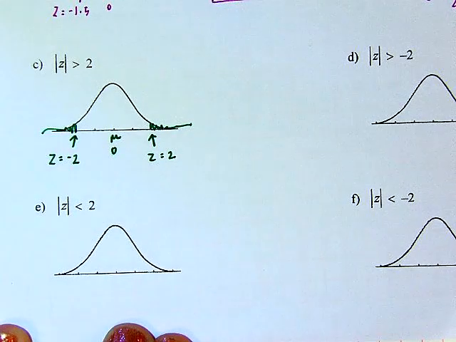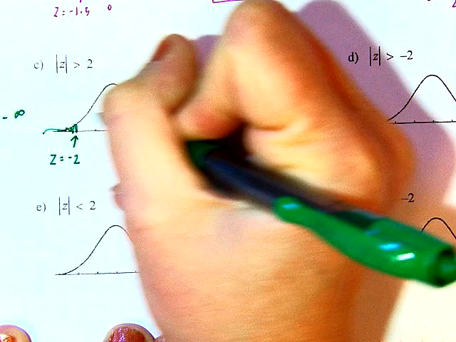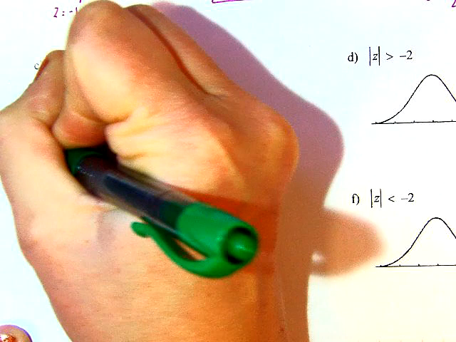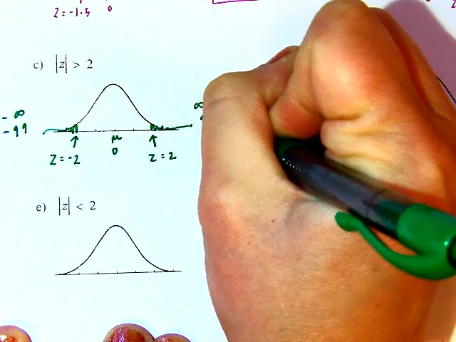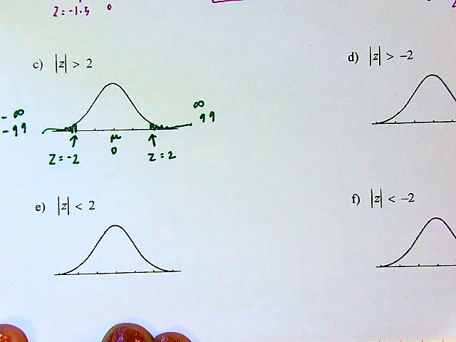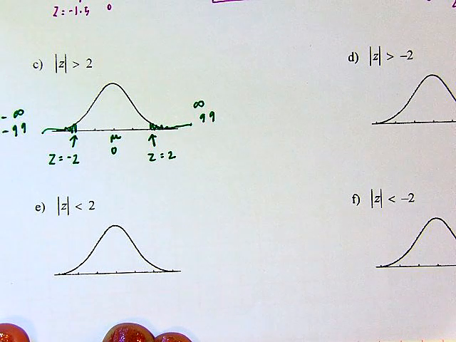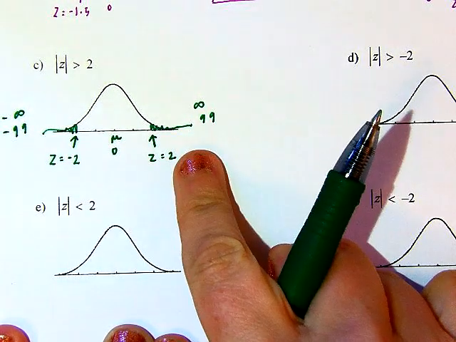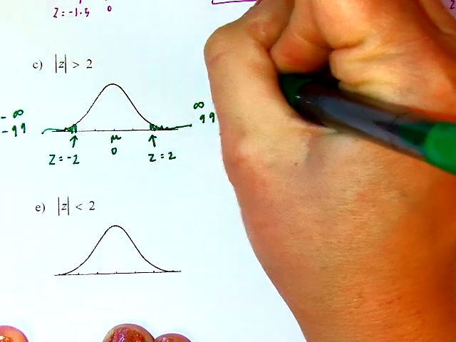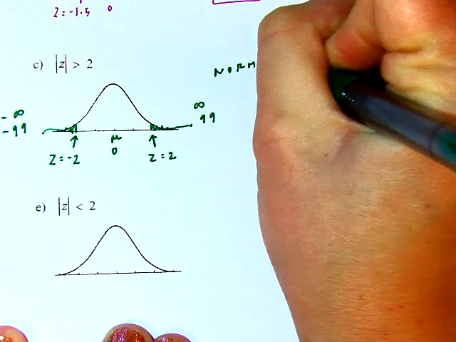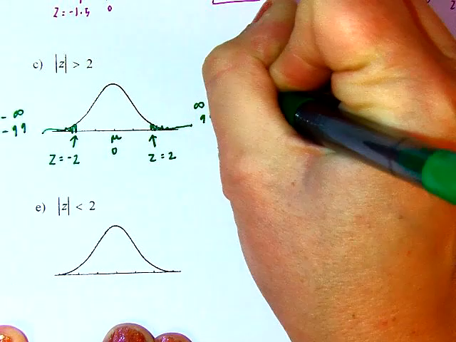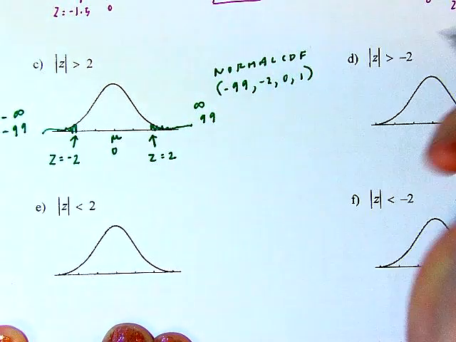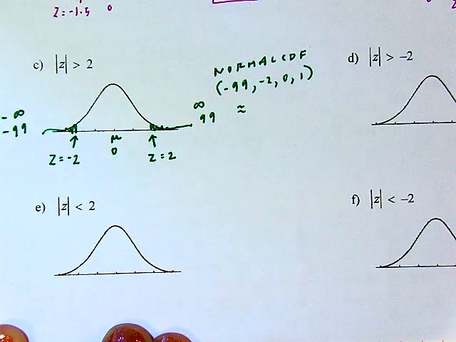Now remember, again, that over here is negative infinity. Here's positive infinity. And my placeholders for that are going to be negative 99 and positive 99. Okay, and again, I just have to find 1 because I know that those 2 regions are going to match. And then I just double it to get both of those tails. So here I could say normal CDF, negative 99 to negative 2, 0, 1. So here I'm going to type that in.